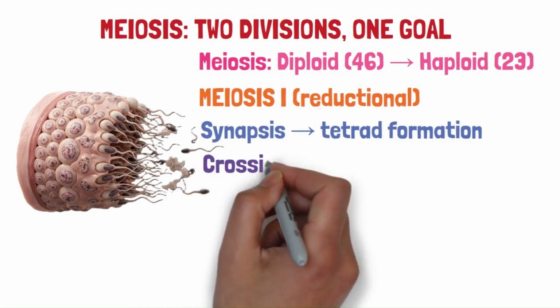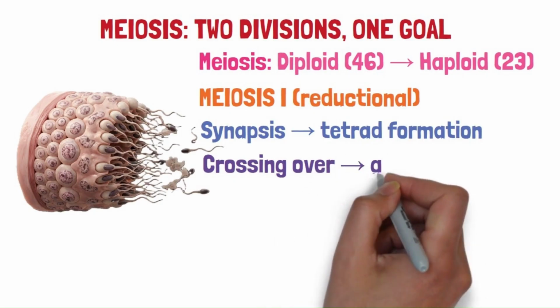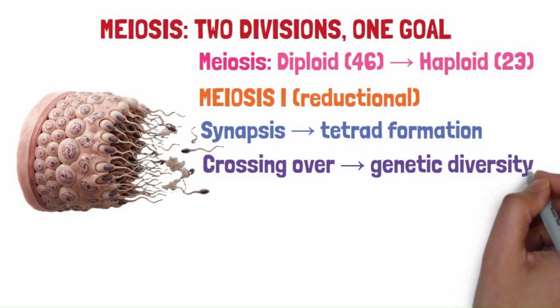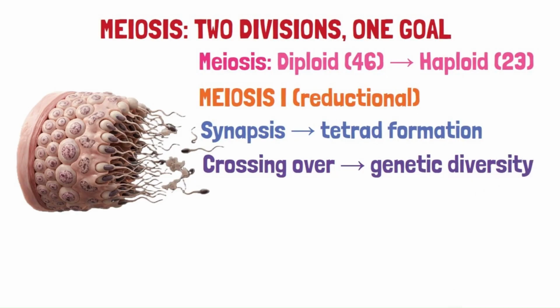Meiosis 2 is equational. No synapsis, no crossing over this time. The centromeres simply split, sister chromatids separate, and you end up with 4 haploid cells total.